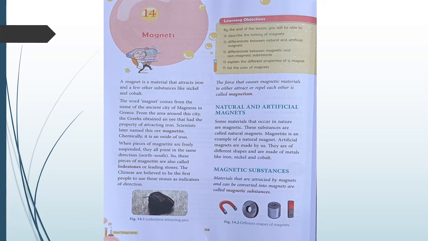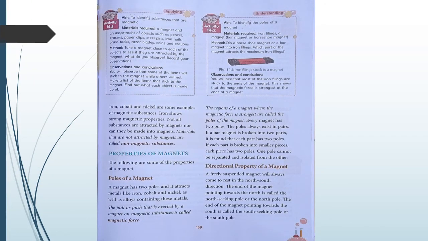Next topic is magnetic and non-magnetic substances. So what are magnetic substances? Materials that are attracted by magnets are called magnetic substances. Example, iron, nickel, cobalt, etc. Similarly, non-magnetic substances. Materials that are not attracted by magnets are called non-magnetic substances. For example, wood, paper clips, pencil, eraser, etc. Now we'll watch a video and try to learn in detail.